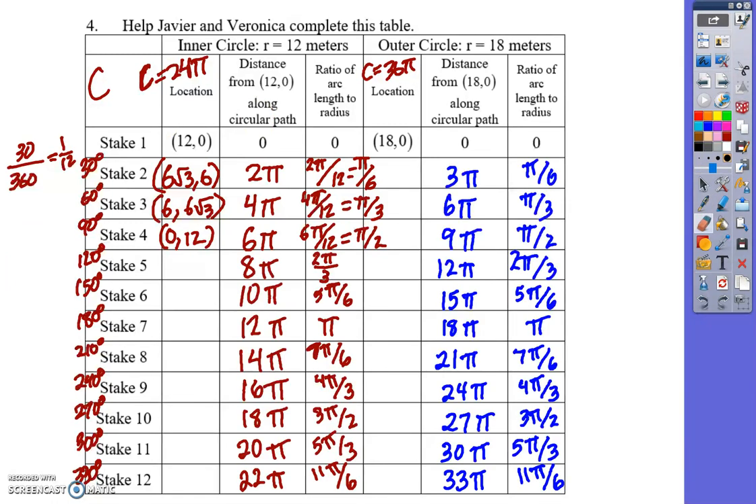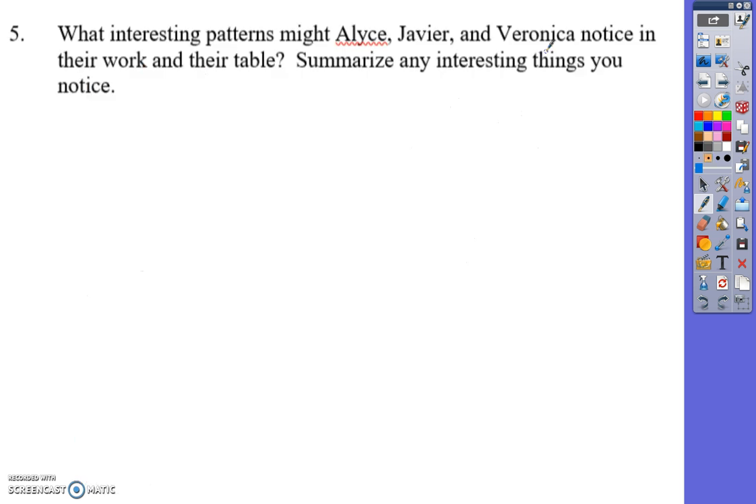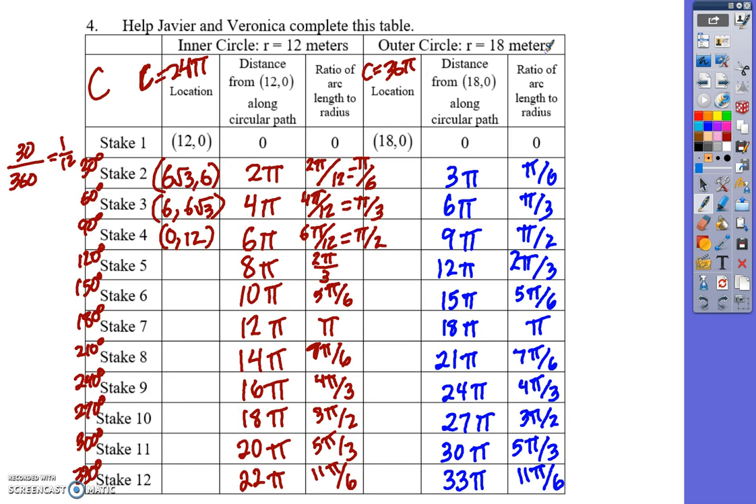Okay, so I finished the 2 charts. I did not go ahead and write down all the points from the other picture. Figured I'd already given you that information. I didn't want to write it down again. And so what I noticed right here is we're counting by 2 pi's as we go down this chart. Turns out over here we end up counting by 3 pi's. But the coolest thing that I noticed is that the ratio of arc length to radius is exactly the same. And so question 5 asks us to summarize some of the interesting things we notice. So those are the 2 that I noticed, the patterns in the arc lengths, and then that the 2 ratios match.